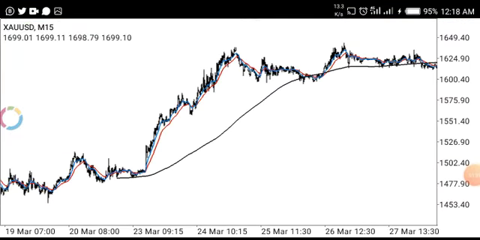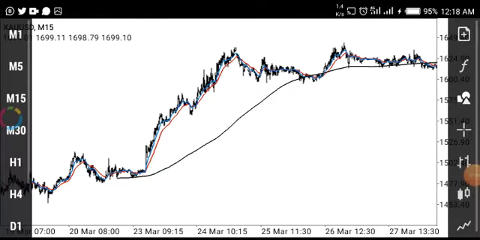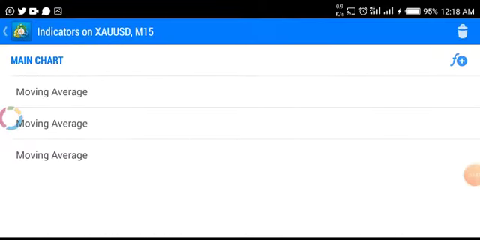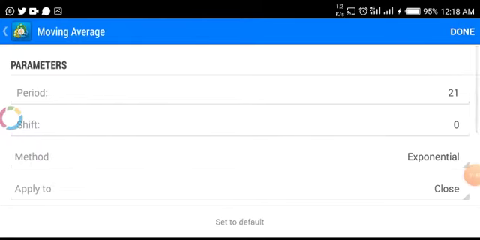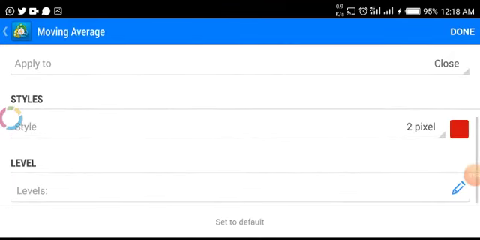It's the same thing with the one I'm going to share today. So you can choose to set your chart and study the one you're comfortable with. Now the current one you'll be setting is your 21 exponential moving average. The period will be 21, shift 0, method exponential, apply to close, color red, and that's that.